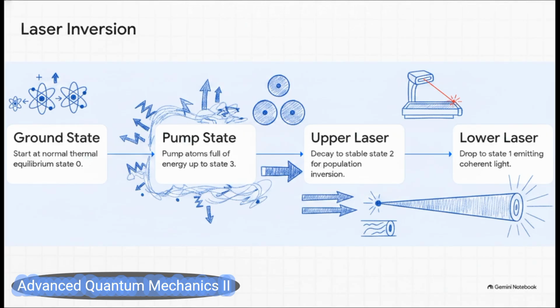Then you pump the atoms full of energy up to state 3. You let them decay slightly to a more stable state 2, and then finally trigger them to drop down to state 1. By stacking way more atoms in that upper state than the lower state, which is an artificial inversion of normal thermal equilibrium, stimulated light emission massively outpaces absorption. The end result? A perfectly coherent, focused beam of laser light.